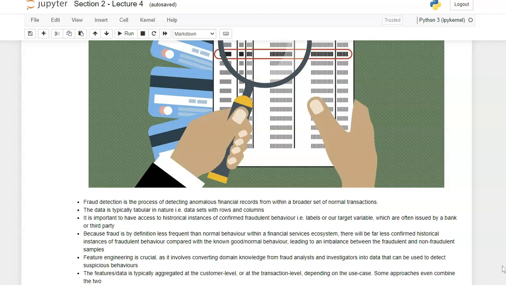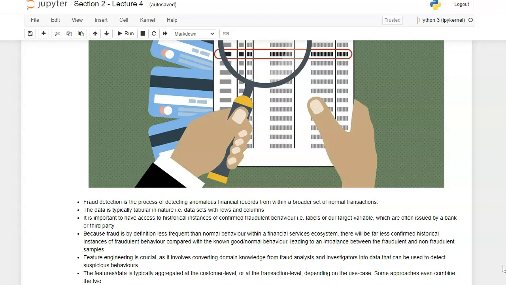And because fraud is by definition less frequent than normal behavior within an ecosystem, naturally you're going to end up with far less confirmed fraud relative to normal or good behavior, therefore leading to what we call an imbalance between the fraudulent and non-fraudulent samples. That means that if you look at all of the non-fraudulent samples, you add them up, you look at all the fraudulent samples, add those up, the non-fraudulent or the normal transactions are going to outnumber the fraudulent transactions by an order of magnitude and more.